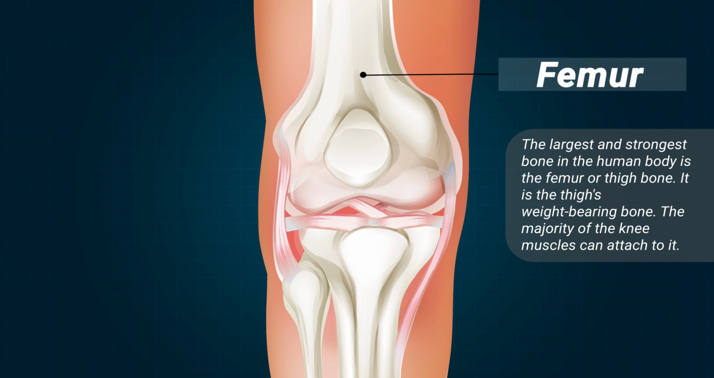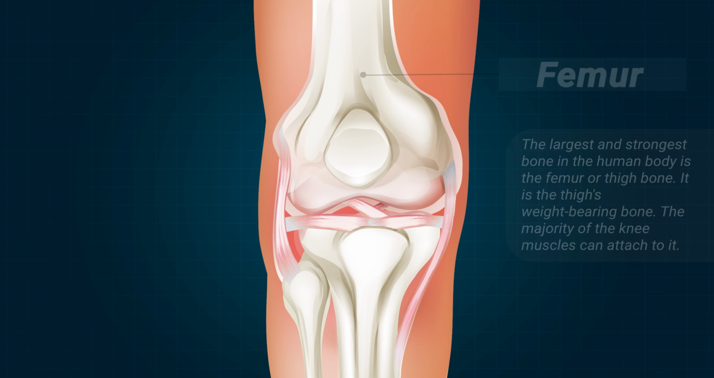Femur. The largest and strongest bone in the human body is the femur or thigh bone. It is the thigh's weight-bearing bone. The majority of the knee muscles can attach to it.